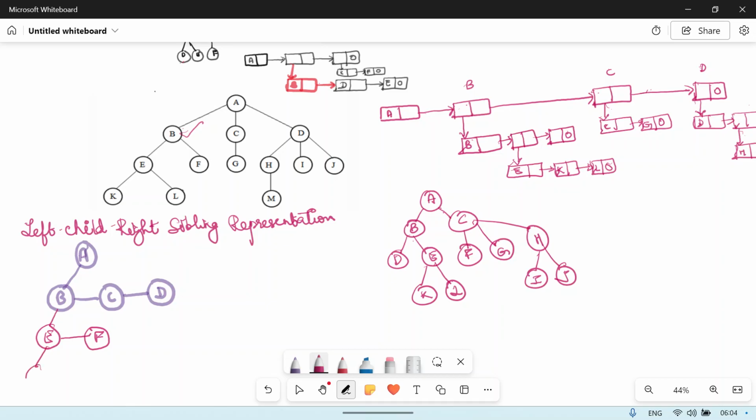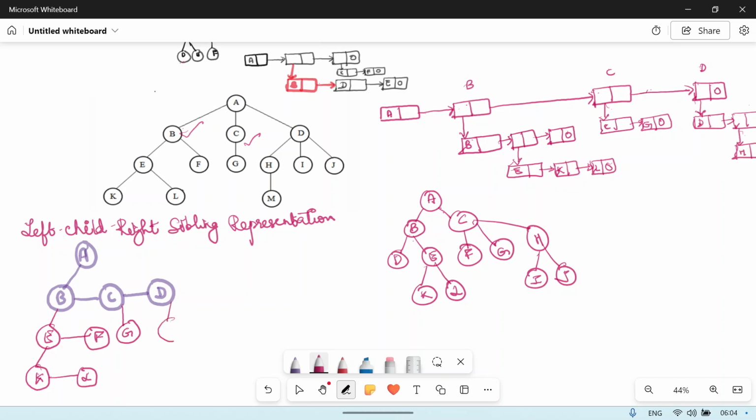Likewise, E's left child is K, and K's sibling is L. Like this. Okay, now we'll go to this part. C's left child is G, so I'll write G like this. It should have been a left child, but I don't have space. So that is why I'm writing it like that.